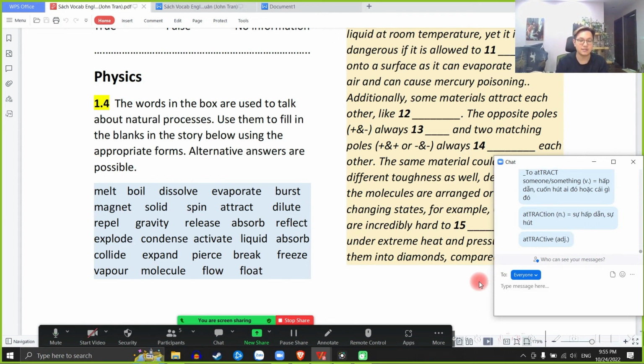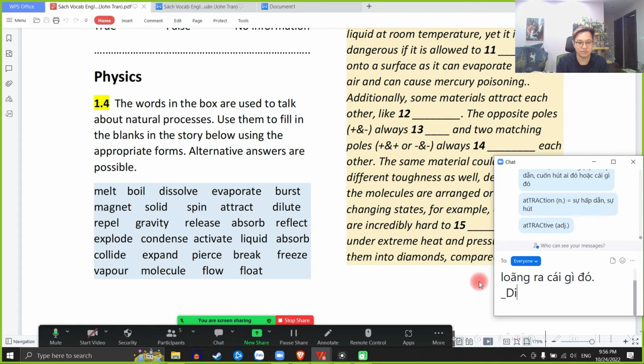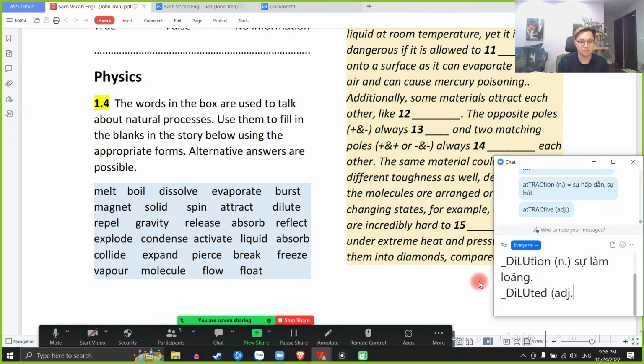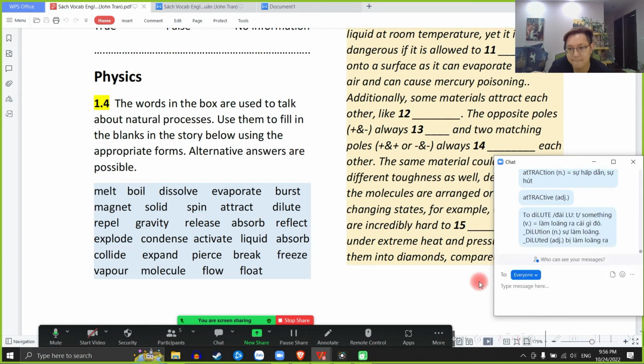Mang tính hấp dẫn. Alright, next one, dilute. To dilute something là làm loãng đi. Làm loãng ra cái gì đó. So the noun form is dilution. Sự làm loãng. And the adjective form is diluted. Bị làm loãng ra. Tức là bỏ thêm nước vô nó làm loãng ra. So if you add water, things will be diluted.